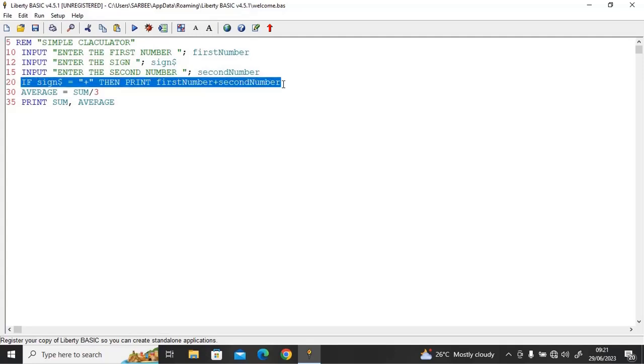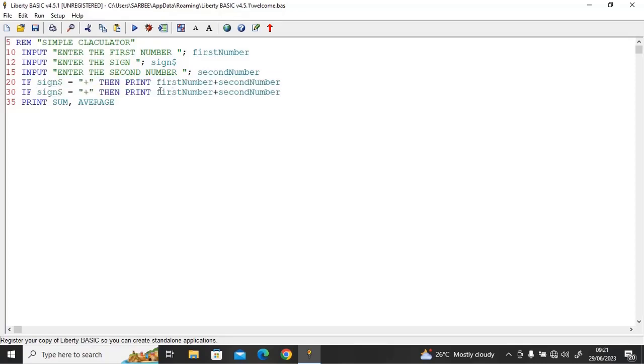So this is going to be what? Let me just copy, so as to save us time. This one's going to be Control V. Let me paste. If the sign here is minus, so I'm going to do first number minus what? Minus second number.